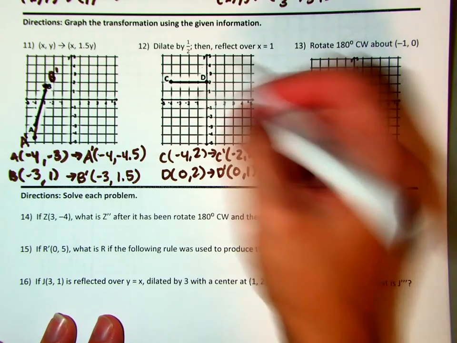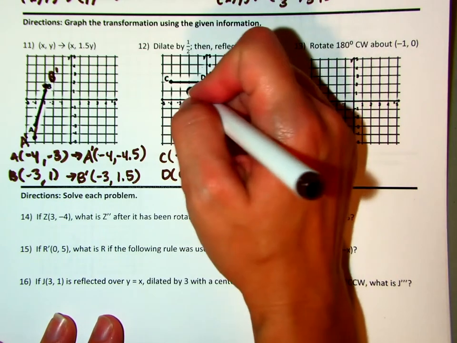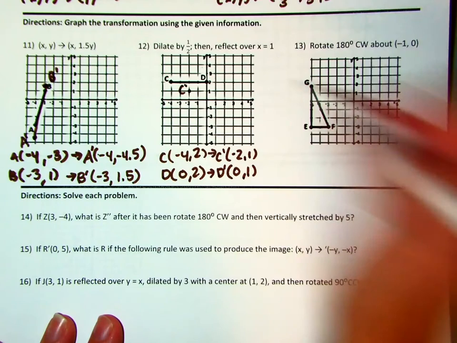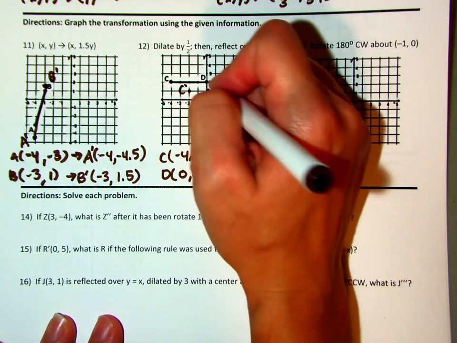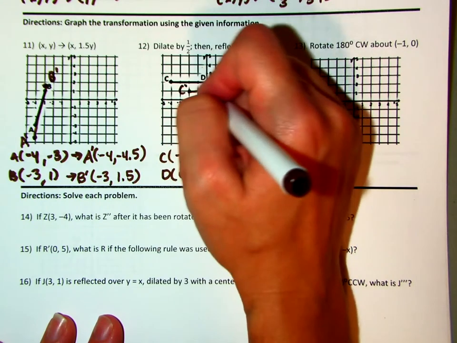So let's go ahead and plot those. That's at -2, 1. That's where C is at, C prime. And D is out at 0, 1. So that's D prime. That's currently where we're at.